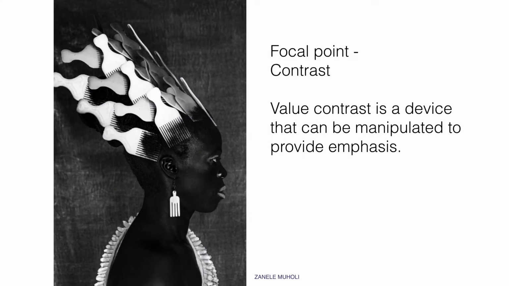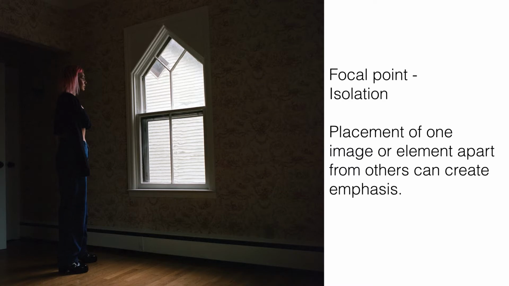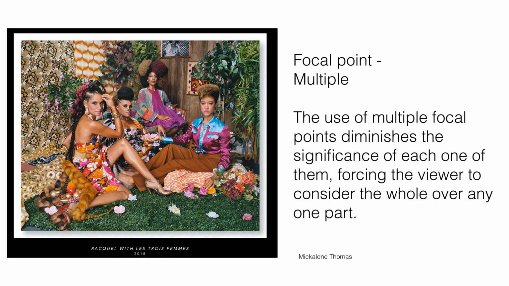Here you can see emphasis and focal point are created by value contrast. The lighter areas of the comb are drawing our attention versus everything that's darker in value is falling back into the background. We can also establish focal point through isolation by taking one element of an image and separating it from another. So here you can see the figure is isolated from the window. And then we can also use multiple focal points.